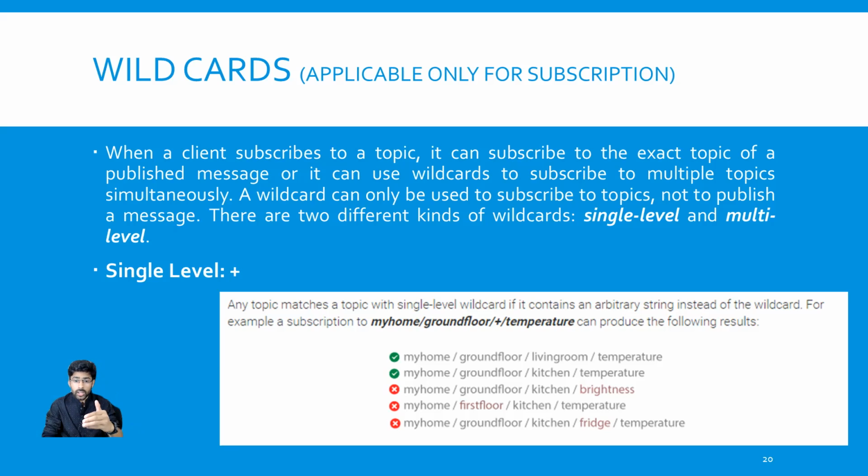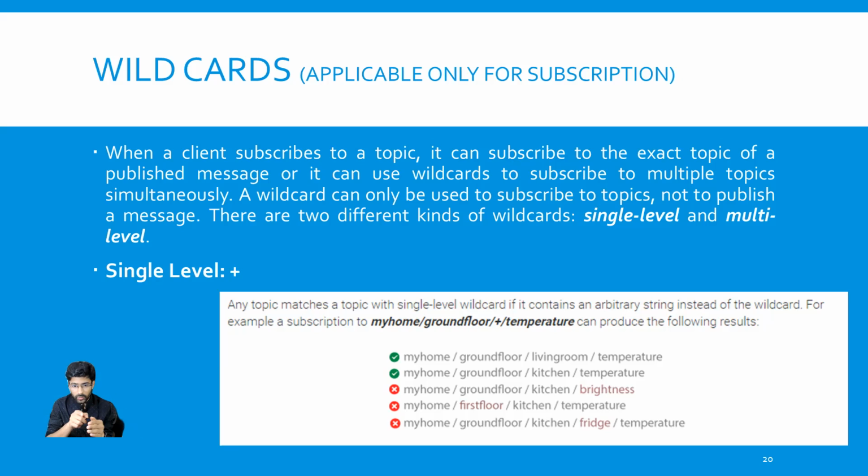Now try to understand, on top of that I have written my home, ground floor, plus, temperature. It means at the third level of the hierarchy I have used plus. Plus is a wildcard, a single-level wildcard, right? So my home to my home is mapping correctly, ground floor to ground floor is mapping correctly, and then the third level is basically living room. In place of living room, you can use kitchen, you can use hall, you can use bedroom, anything could be there because you have used plus. In place of plus you can write anything.